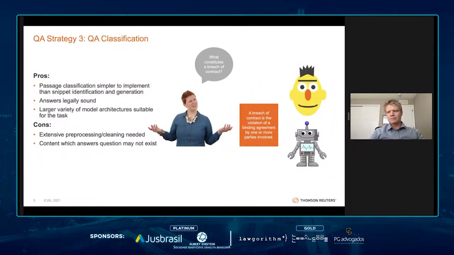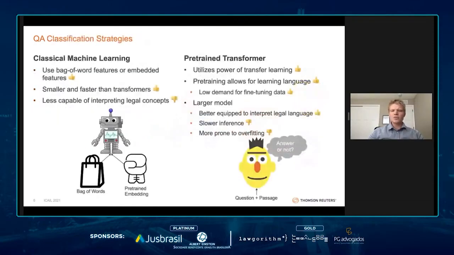The final task you could do would be question answer classification. Some of the pros is that passage classification is a lot easier to implement than snippet identification or generation. The answers are legally sound because you have subject matter experts curating the data, and there are a larger variety of model architectures that you can use for the task. Some of the cons, though, are that you need to have some extensive pre-processing and cleaning in order to have a robust system. And then content might not exist for a particular query that your user is asking. So we'll take on the question answer classification strategy.